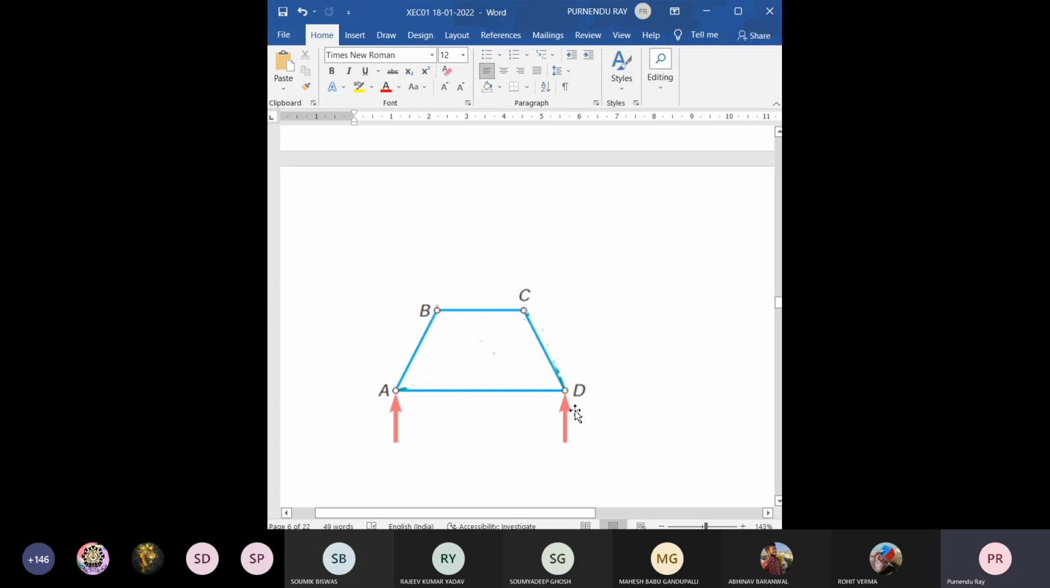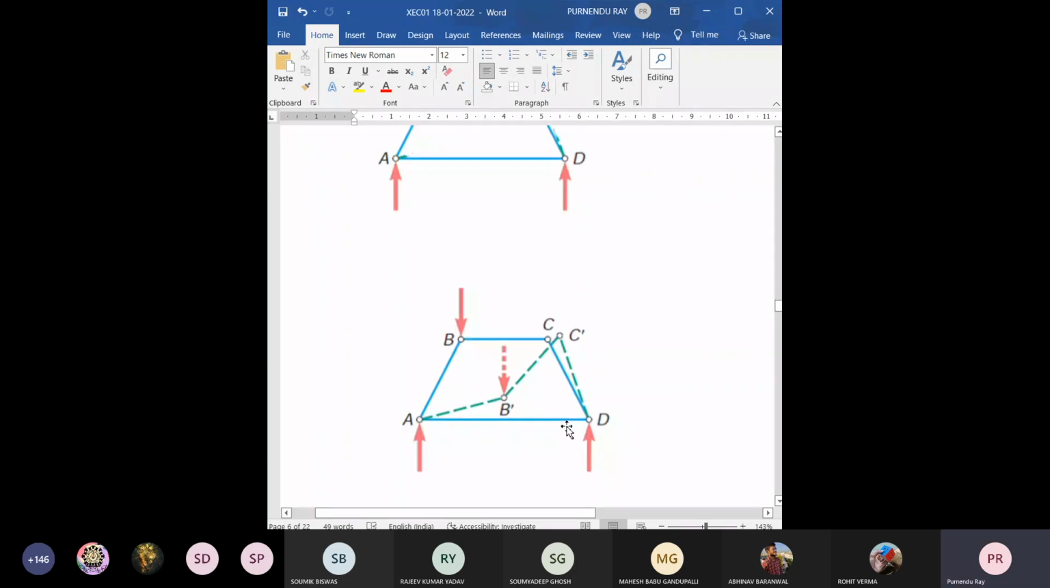AB, BC, CD, and DA, connected at their ends by frictionless hinges or pins. Here is some support at A, here is some support at D. And if we apply some force at B, then what happens? It happens like this, it collapses.